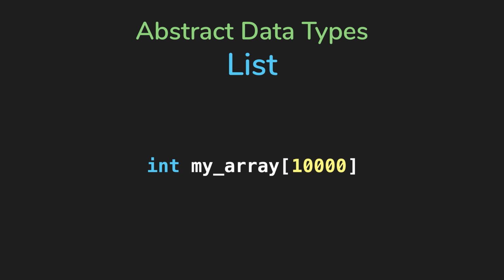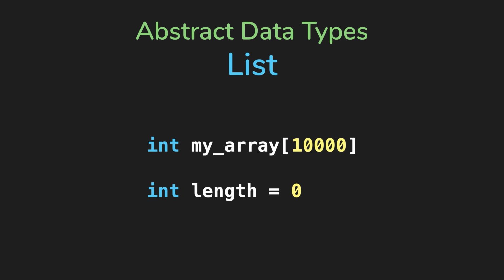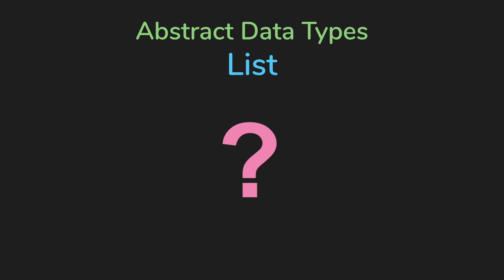So it seems like we just needed an array and an integer variable to implement our list. But there's one thing we forgot about. What if we have more than 10,000 elements? Maybe start with a bigger array? So what happens when we exceed that too? Will we be able to solve this problem using arrays?